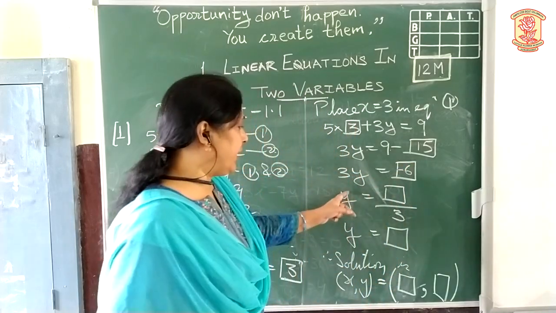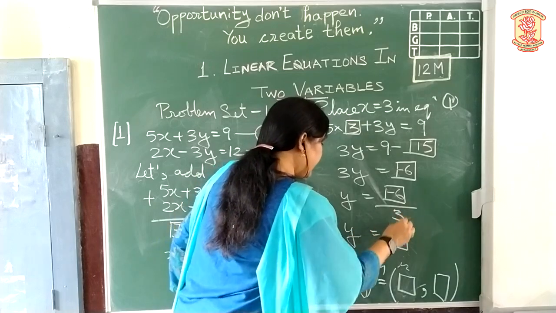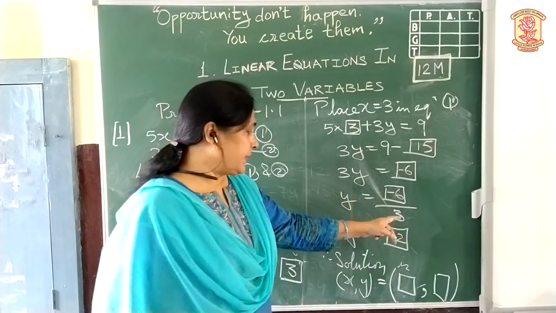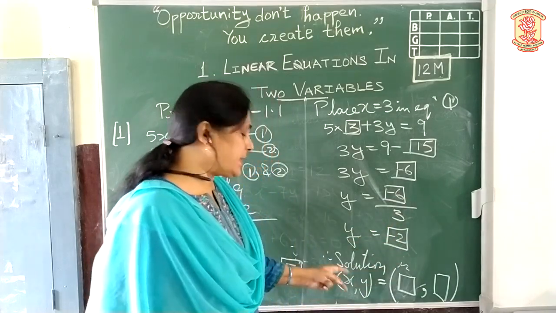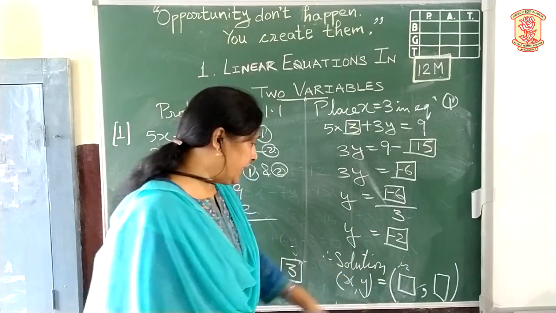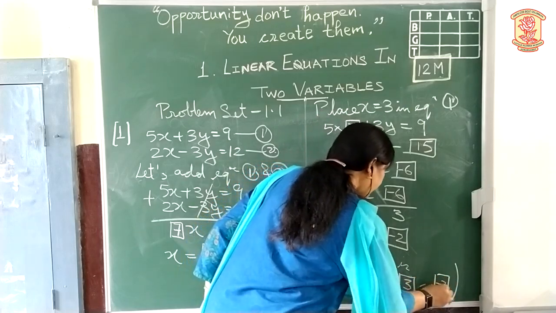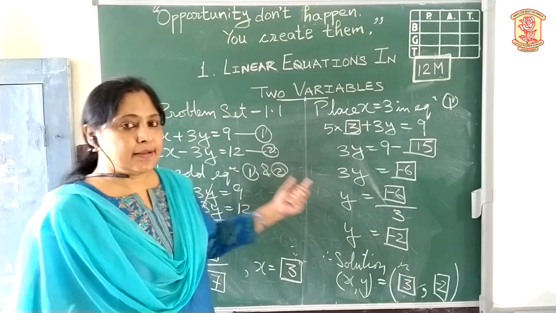So the value of y will be minus 6 upon 3. So y will be 3 2s are 6, so minus 6 divided by 3. That is 3 1s are 3, 3 2s are 6. So y is minus 2. So what is the solution of this simultaneous equation? x is 3 and y is minus 2. So that's the end of this problem.